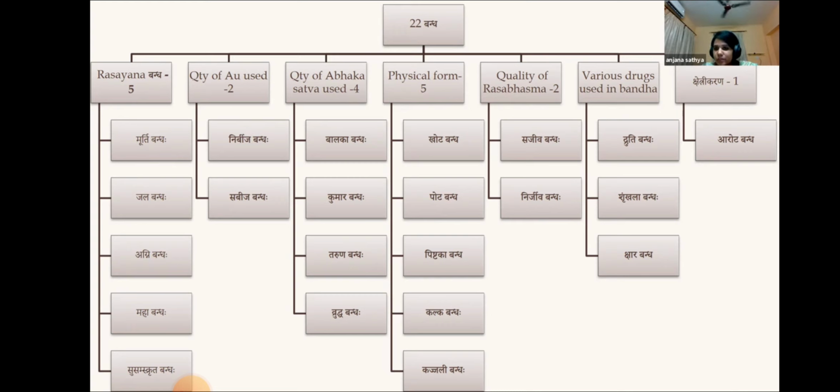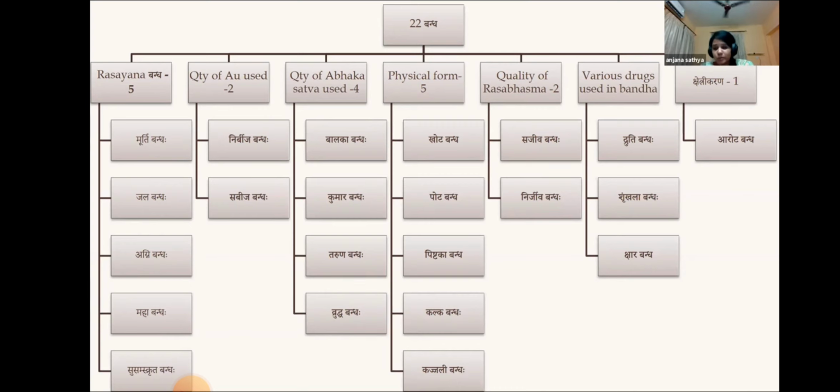The bandha which has swarna as an ingredient is of two types, based on the quantity of swarna added. That is Nirbija Bandha and Sabija Bandha. And based on the quantity of apraga sattva added to the bandha, it is divided into four types: Bala, Kumara, Taruna, and Vruddha Bandha.